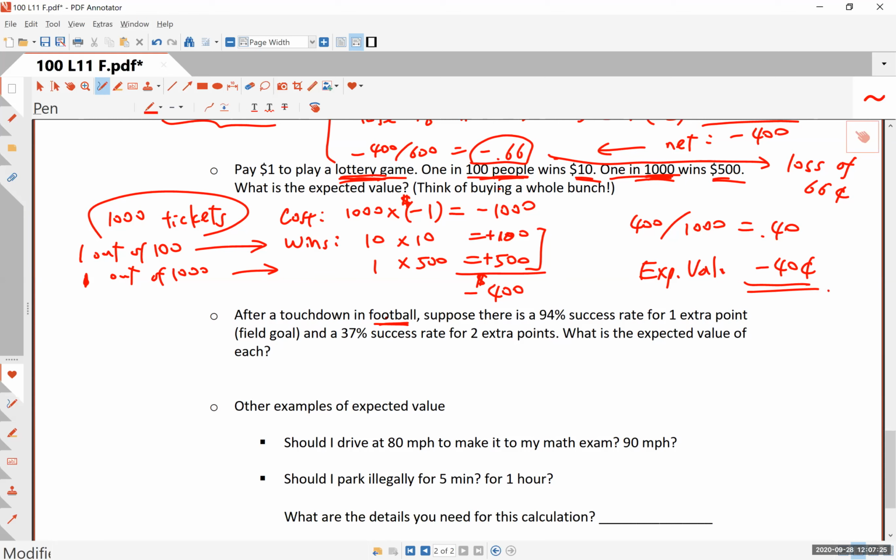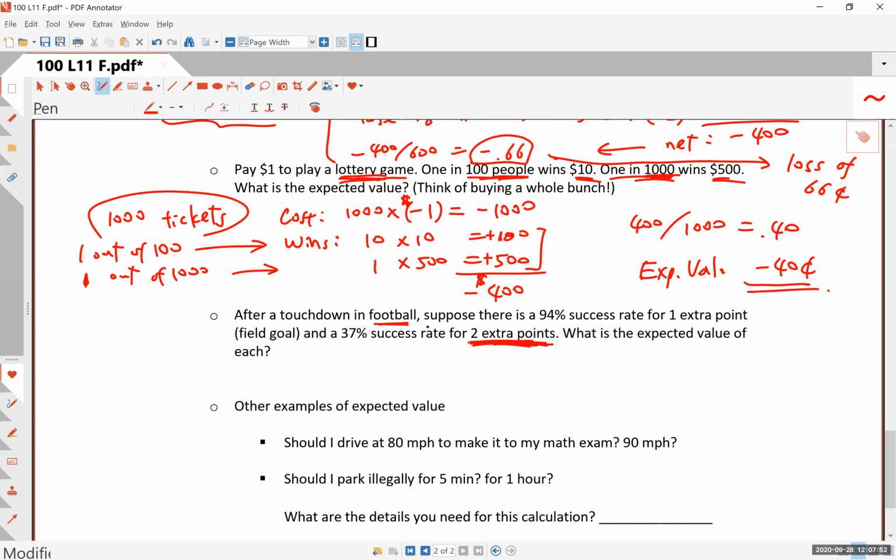Okay, after a touchdown in football, almost always the touchdown is followed by that extra point, the field goal attempt, right? But there's another way to get 2 extra points, and that is if you try to pass or run, and your ball crosses the goal line, not with a field goal attempt, then you get 2 extra points. Now, you don't see this very often because this is much harder, right? But what is the expected value difference?